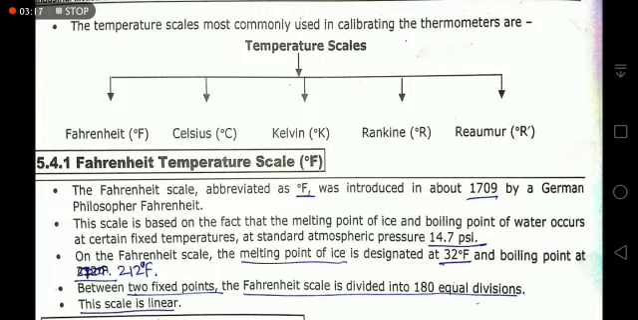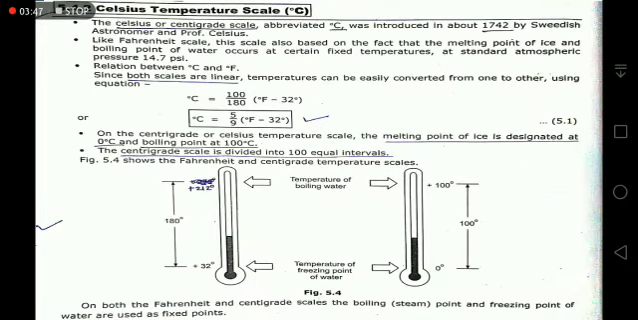On the Fahrenheit scale, the melting point of ice is designated at 32 degrees Fahrenheit and the boiling point at 212 degrees Fahrenheit. Between the two fixed points, the Fahrenheit scale is divided into 180 equal divisions. That is, 212 minus 32 degrees Fahrenheit gives 180 degrees Fahrenheit, so there are 180 equal divisions in this scale. This scale is linear.